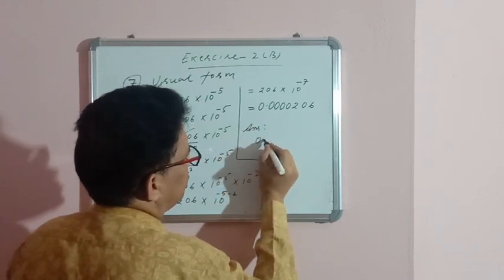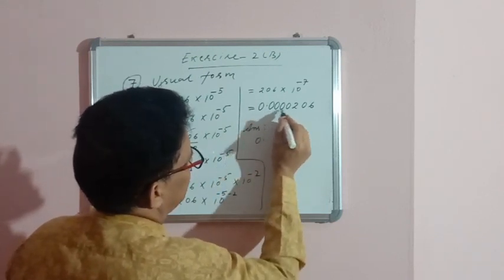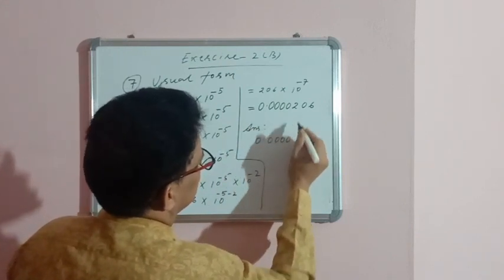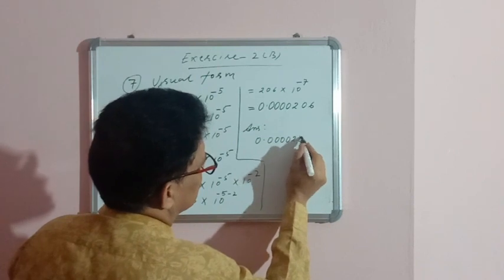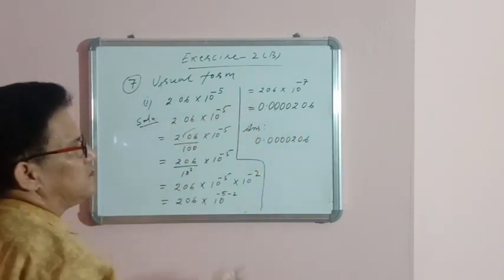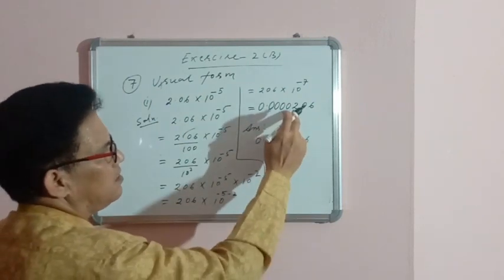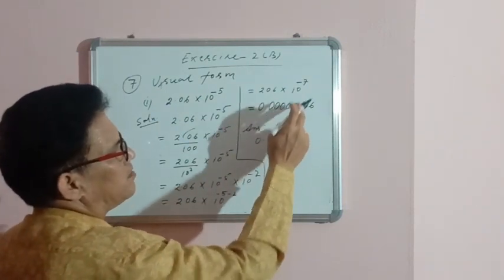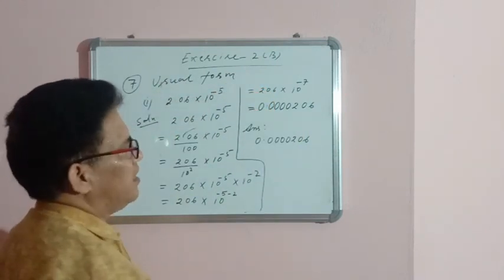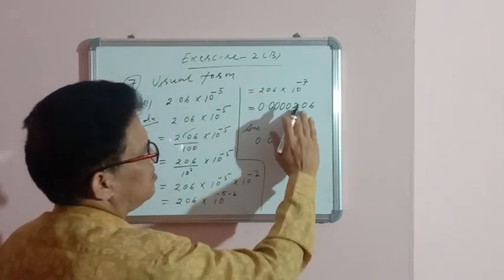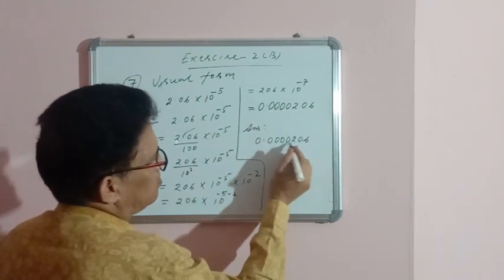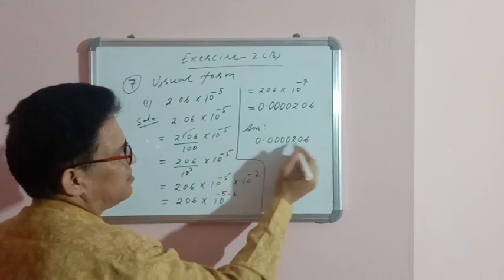The answer is 0 point, and then 4 zeros, then 206. If digits are not there, then place as many zeros as required. So 3 digits were there and we have to move the decimal sign a total of 7 places, so I have placed 4 zeros. This is the usual form.